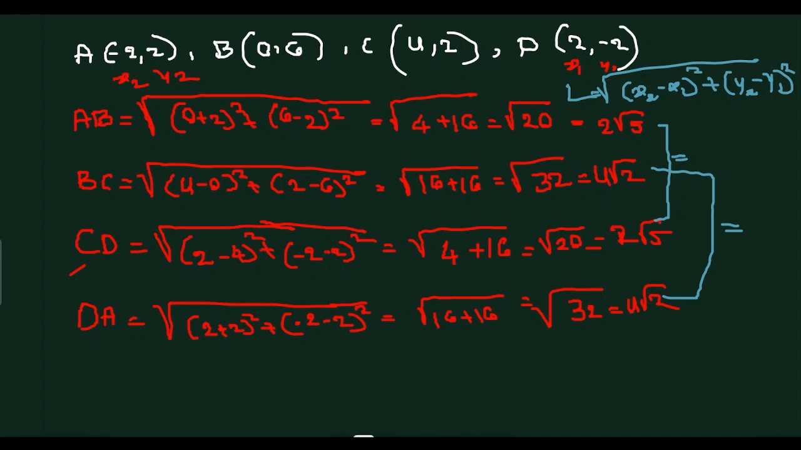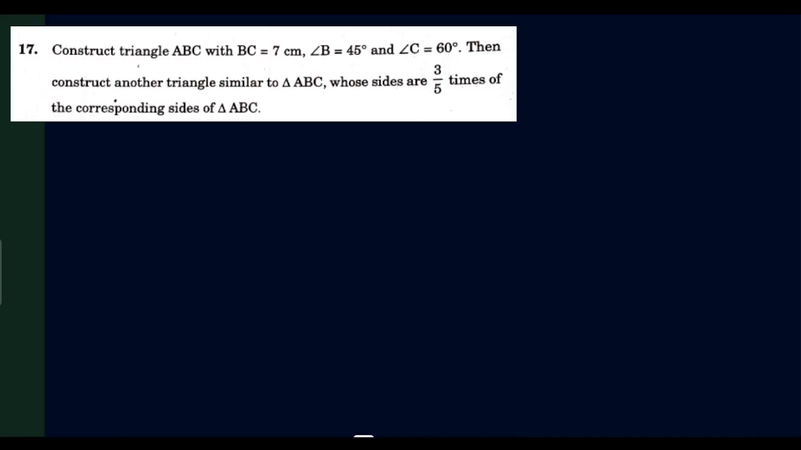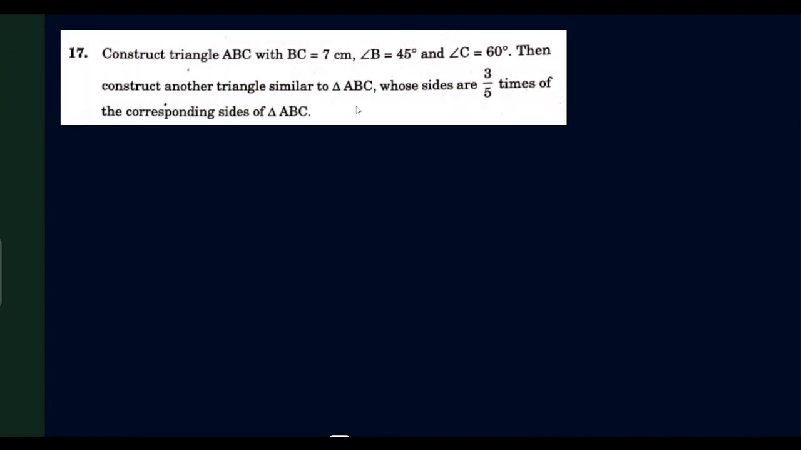Now let's see the next question. And yes, construction. So in this construction, what he had given is the BC side in the triangle. Angle B and angle C, both angles are given. And now construct another triangle similar to ABC, but here the condition is that its sides are 3 by 5 times the corresponding sides of ABC. Now I cannot draw this construction here, but I'll explain how it can be done.